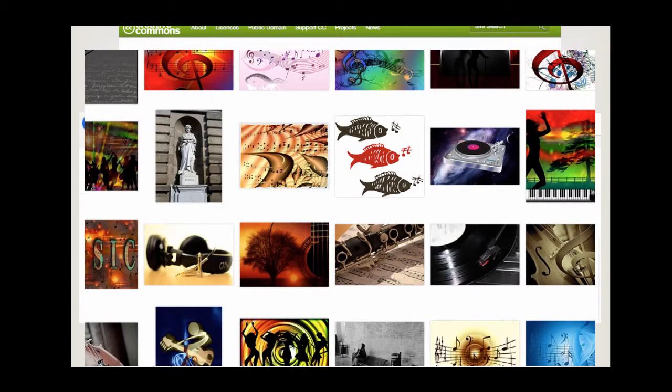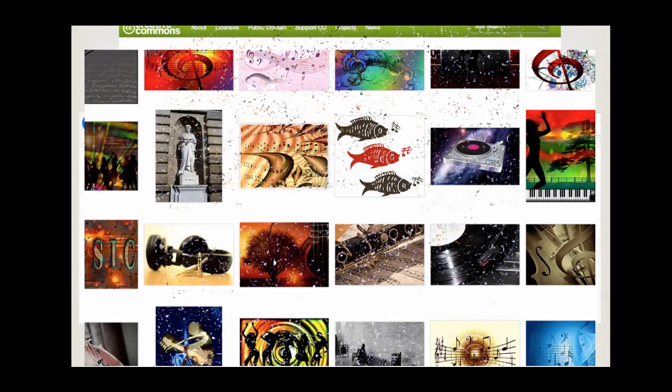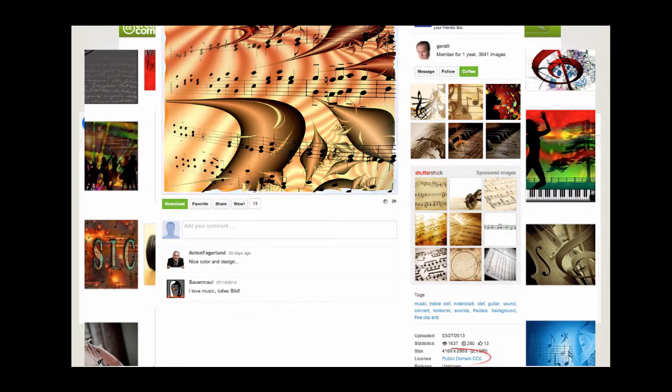Pages and pages of images appeared. I clicked on a few that I thought were suitable and read the license. In this case, it was public domain, which means anyone can use the image for any purpose and it's free of charge. Let's try another search and see what happens.